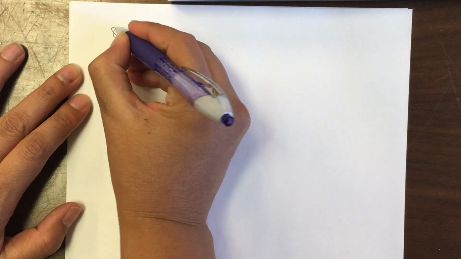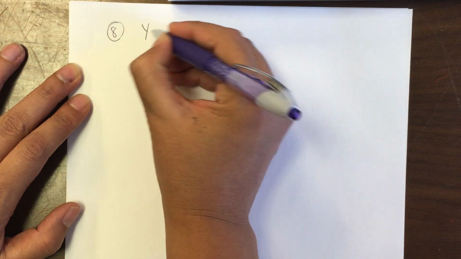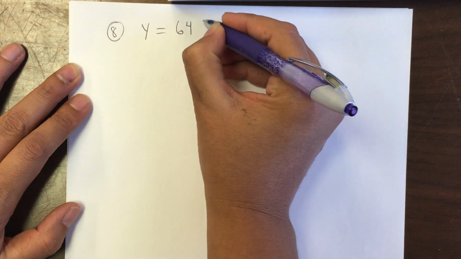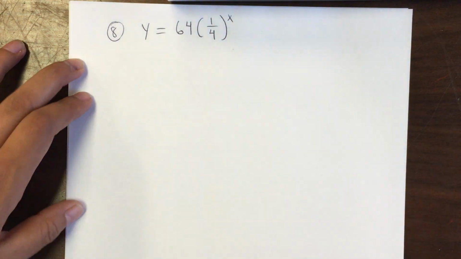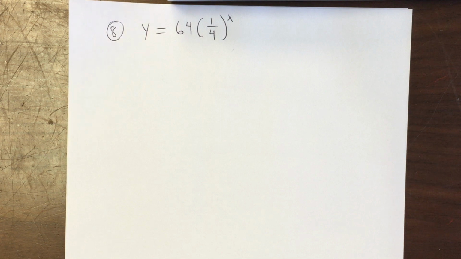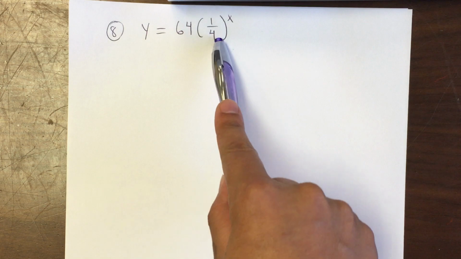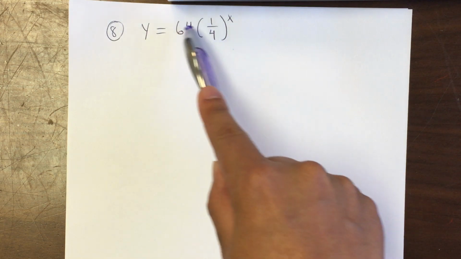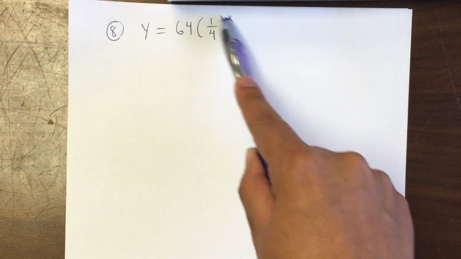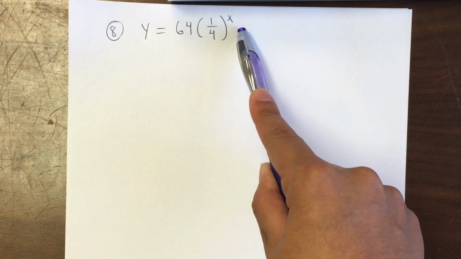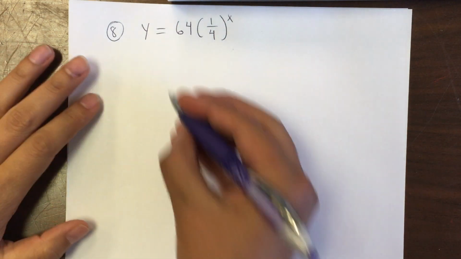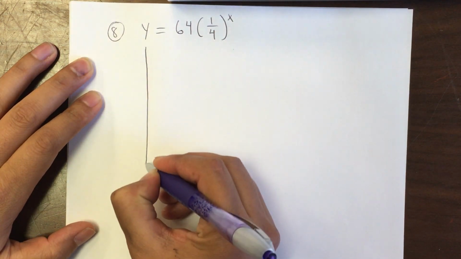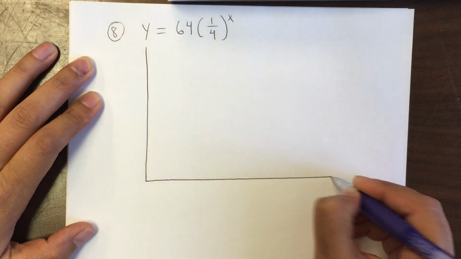Now let's do y equals 64 times 1/4 to the x power. In this case, we do have an initial point. We have a base which tells me what to do every cycle. And so in here we just have to be open-minded and apply what we have learned before.